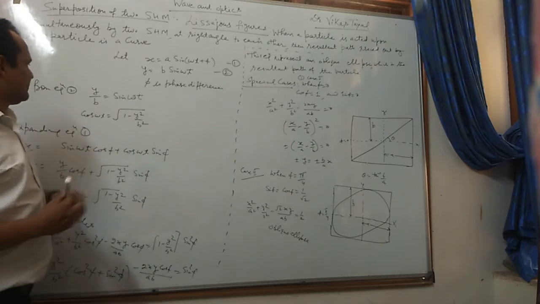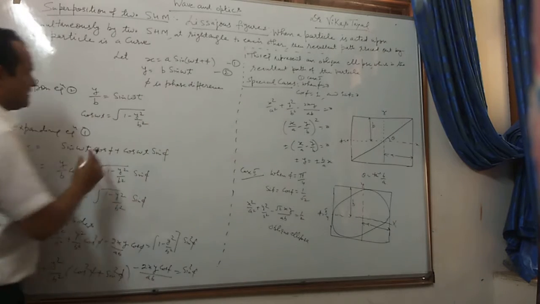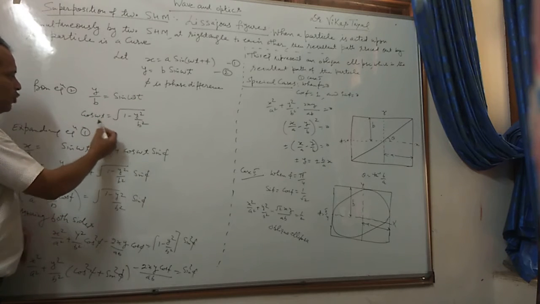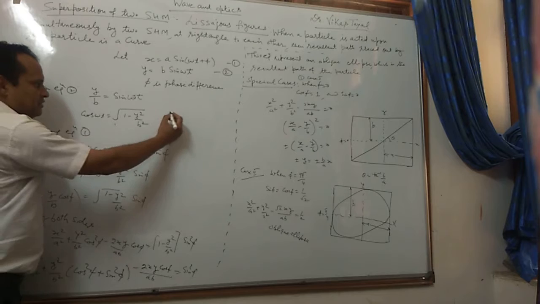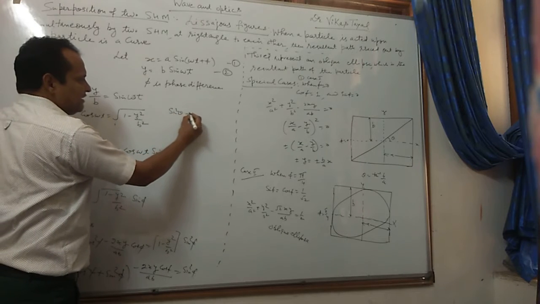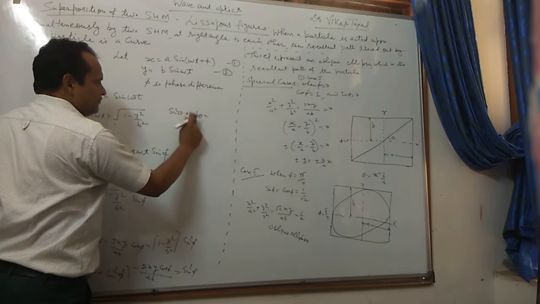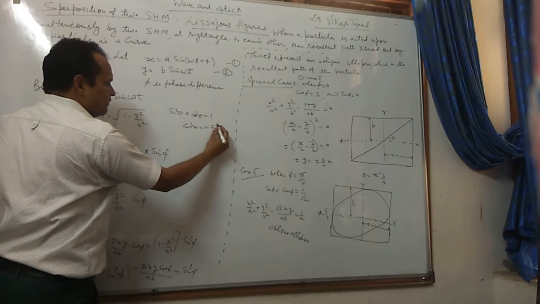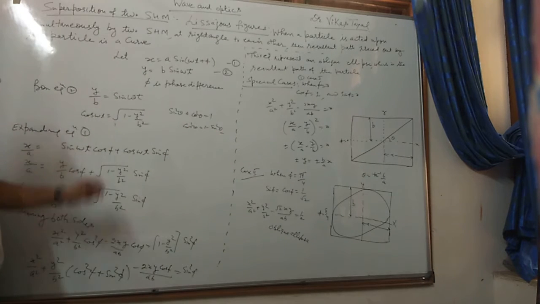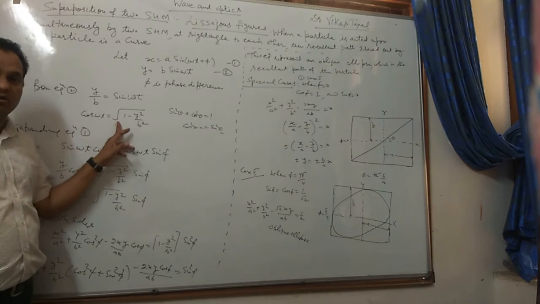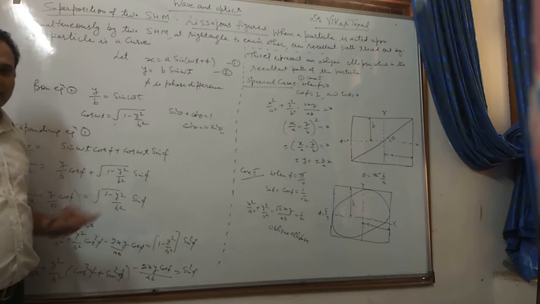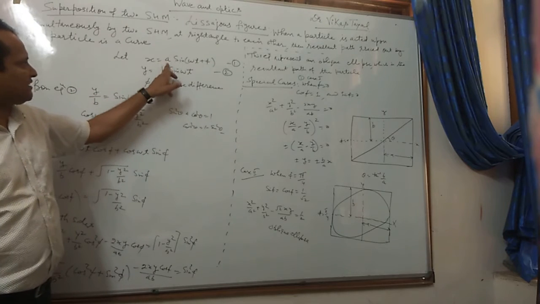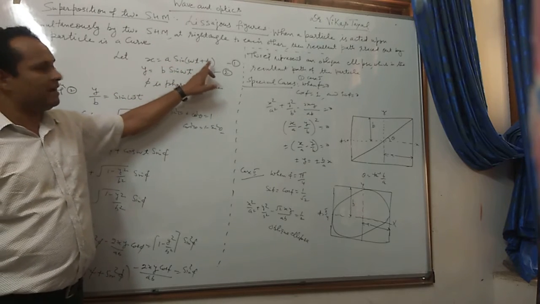By the superposition principle, from equation 2 we can say that y/b = sin ωt. Then cos ωt follows from sin²θ + cos²θ = 1, so cos²θ = 1 − sin²θ. Using this formula, cos ωt = √(1 − y²/b²). Now expanding equation 1, x/a = sin(ωt + φ).